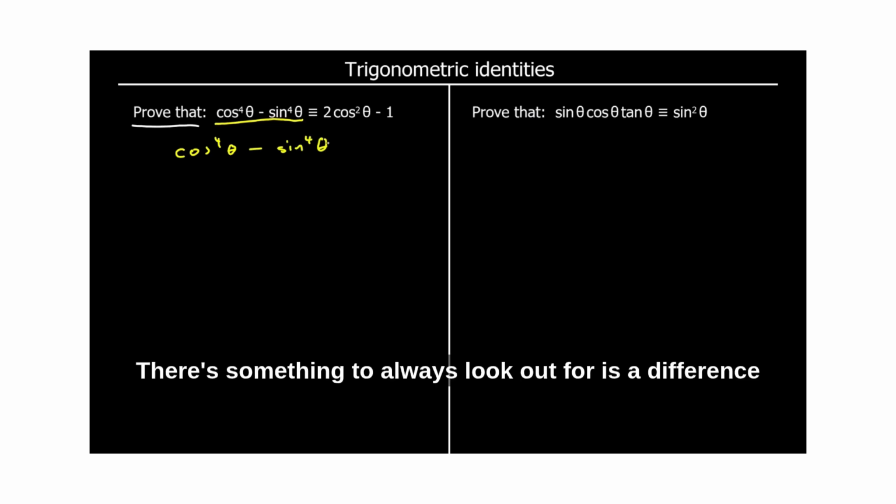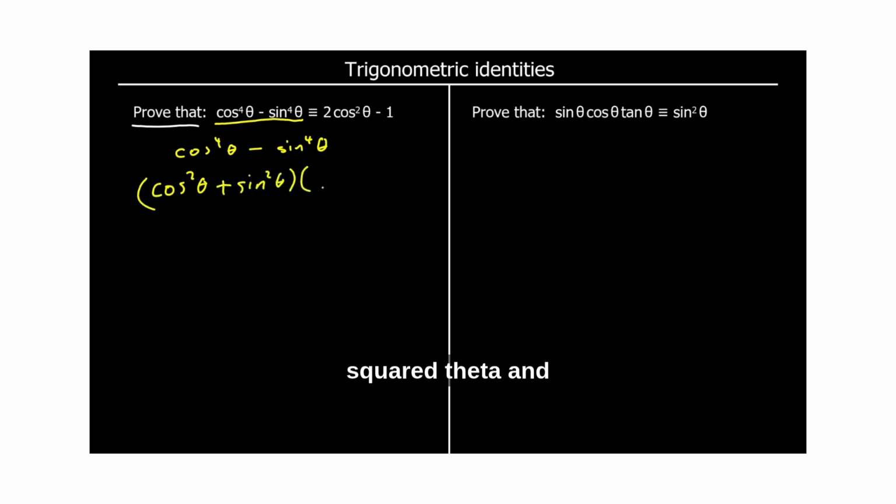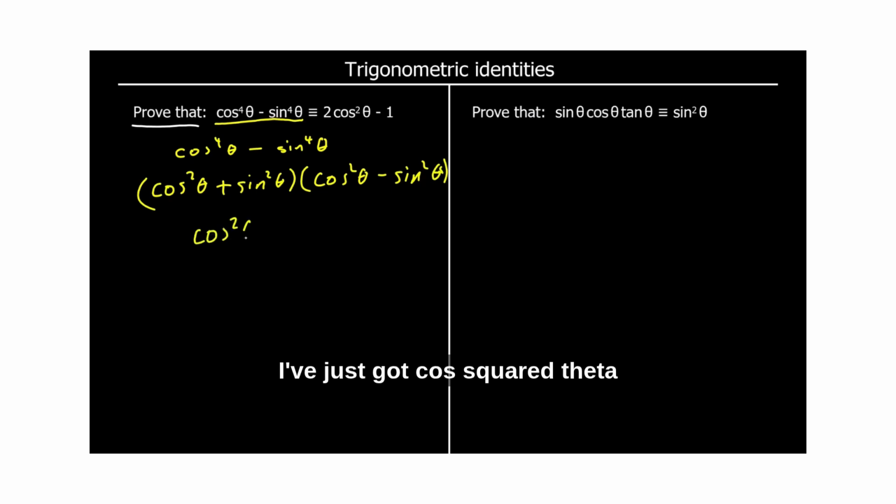So we're just going to start with cos 4 theta minus sine 4 theta. Something to always look out for is a difference of 2 squares. I can see I've got a minus in between 2 things that are squared, so I'm going to use that. I'm going to have cos squared theta plus sine squared theta and cos squared theta minus sine squared theta. Cos squared theta plus sine squared theta is 1. I've just got cos squared theta minus sine squared theta.